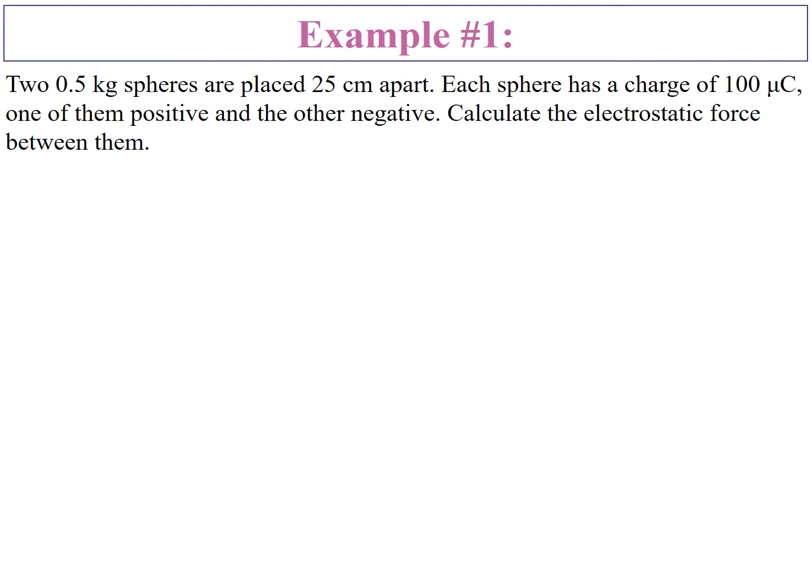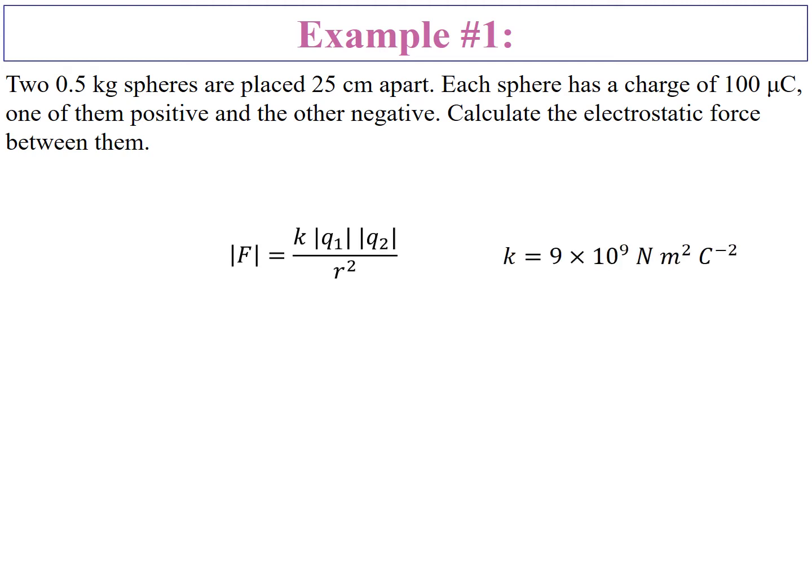Two 2.5 kilogram spheres are placed 25 centimeters apart. Each sphere has a charge of 100 microcoulomb. As you know, micro is equivalent to 10 to minus 6. So this charge is equivalent to 100 times 10 to minus 6 coulomb. One of them is positive and the other is negative. Calculate the electrostatic force between them.